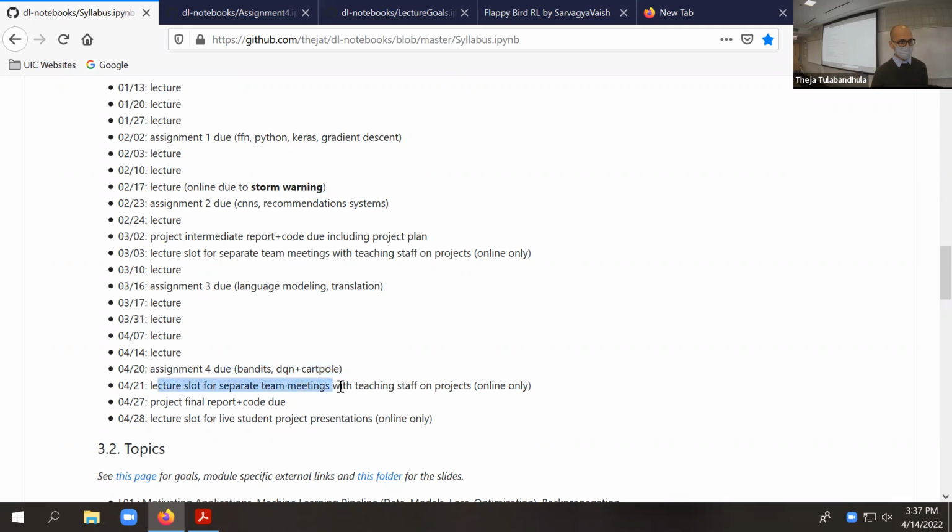And we'll have separate meetings next week, and then 2 weeks from now, the project concludes. So that's a big component of your course. Try to put as much effort as you think is right for this, compared to the assignment grades, for example.